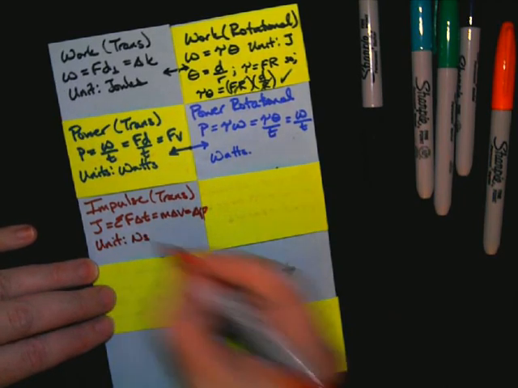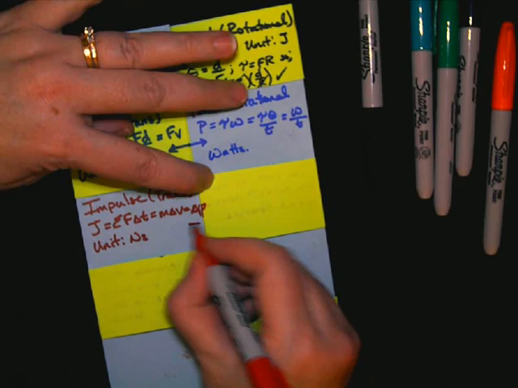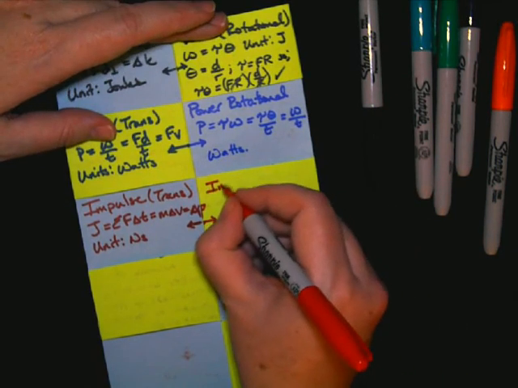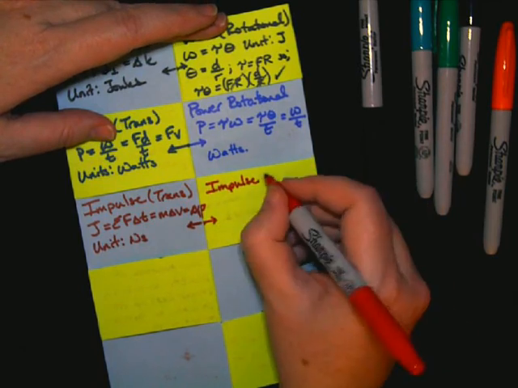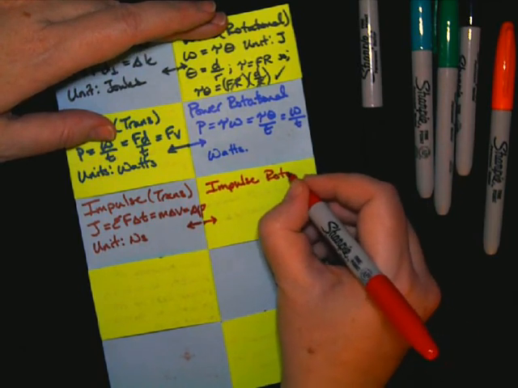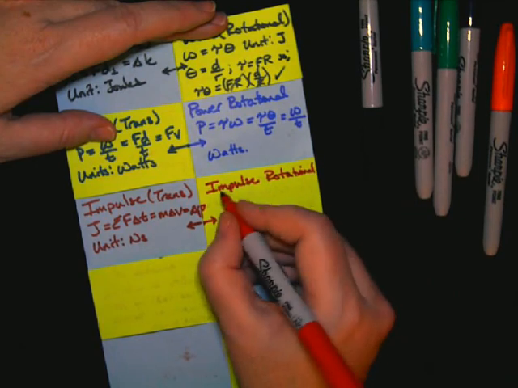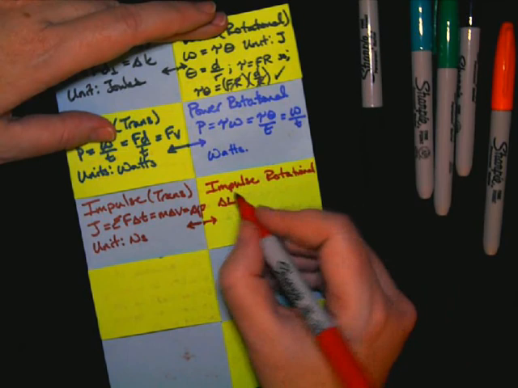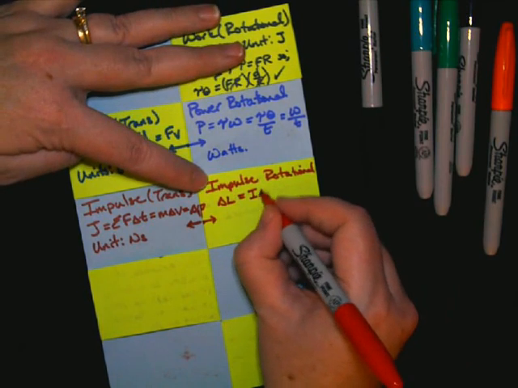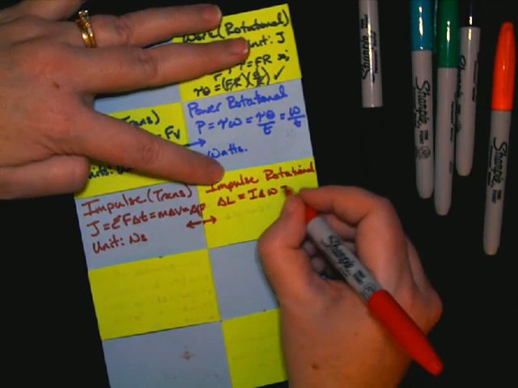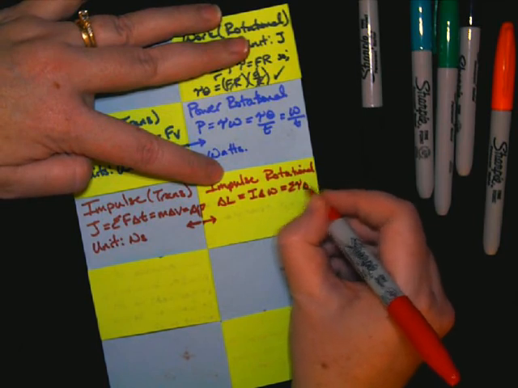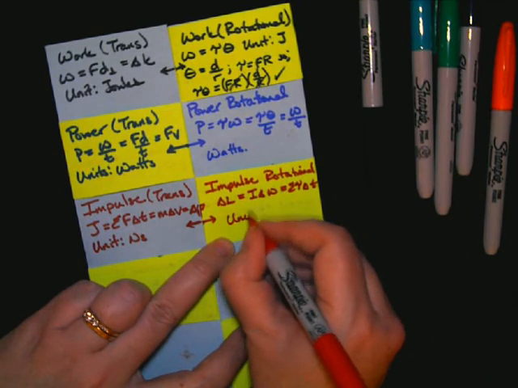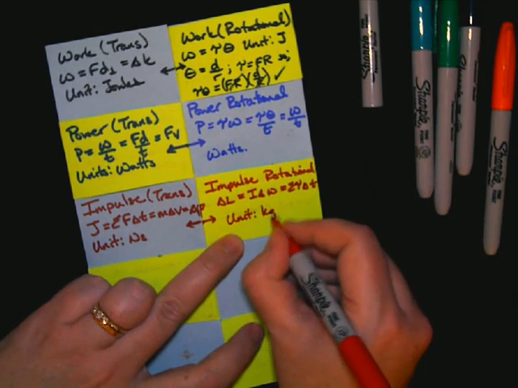All right, so what is it in rotational? So impulse for rotational is going to be delta L. Okay, so that's like the delta P piece, right? Delta L is equal to I delta omega, which is equal to the net torque delta T. And so there you can see it matches up nicely. And again, its unit is kilogram meters squared per second.